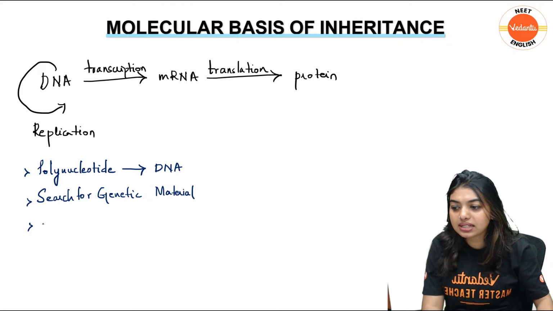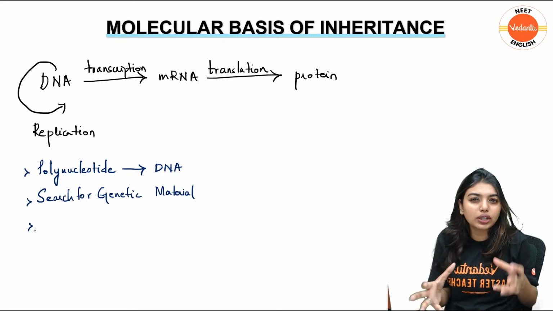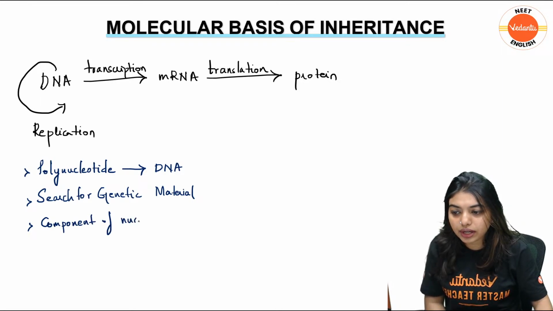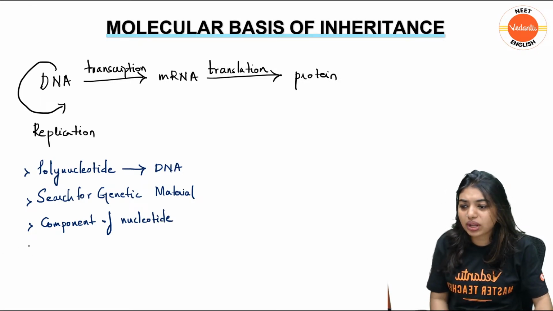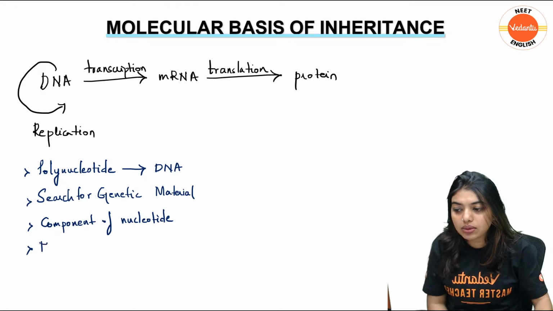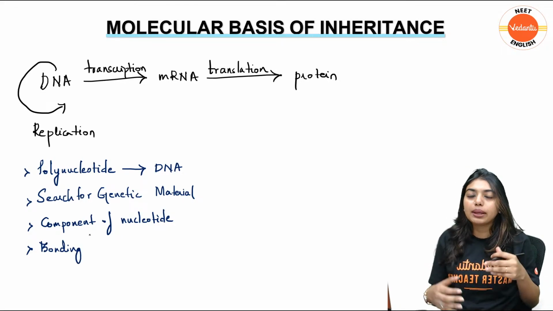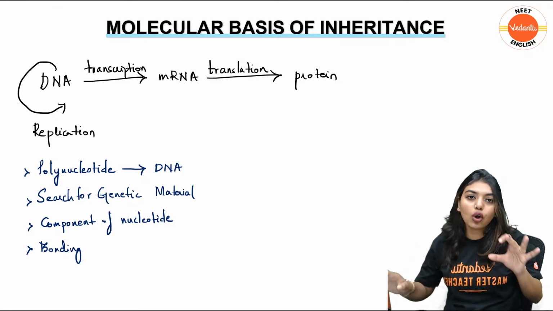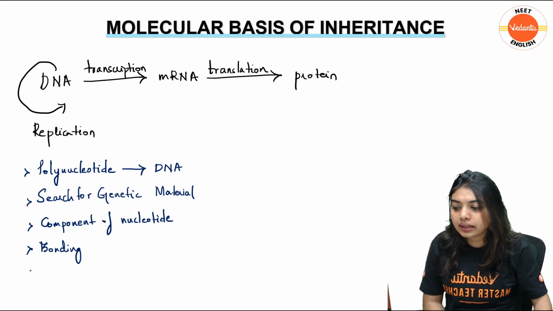Then we will be understanding how these nucleotides are made. What are the components of the nucleotide? What is it made up of? Then we will understand how their bonding works. Do they bond with glycosidic linkage? Do they bond with phosphodiester linkage? All those linkages you will understand.